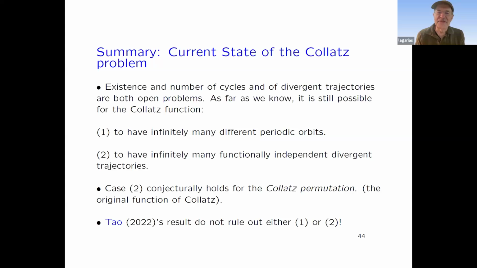The current state of the problem is existence of cycles, number of cycles, existence of divergent trajectories. They're all open problems. As far as we know, there could still be infinitely many different periodic orbits for the Collatz function. There could be infinitely many functionally independent divergent trajectories. And indeed, we think the second thing happens for the original Collatz problem, the Collatz permutation. The guess there is there are infinitely many divergent trajectories, all very thin. And then Tao's results do not rule out either one or two.